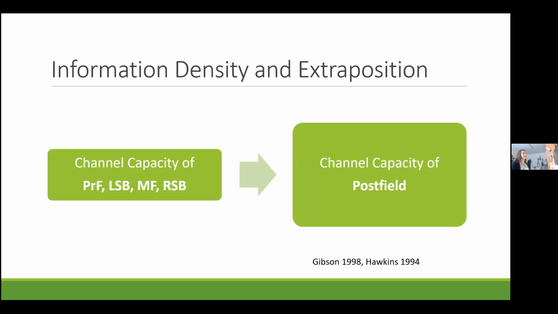So how can we combine extraposition and information density? Well, we use another idea, which was first presented by Gibson and Hawkins, who say that we have a different channel capacity, different cognitive resources available, for the first parts of the sentence and the postfield. So we assume that material which is highly surprising, which has high surprisal values, is better placed in the postfield than in the middle field due to this change in channel capacity.